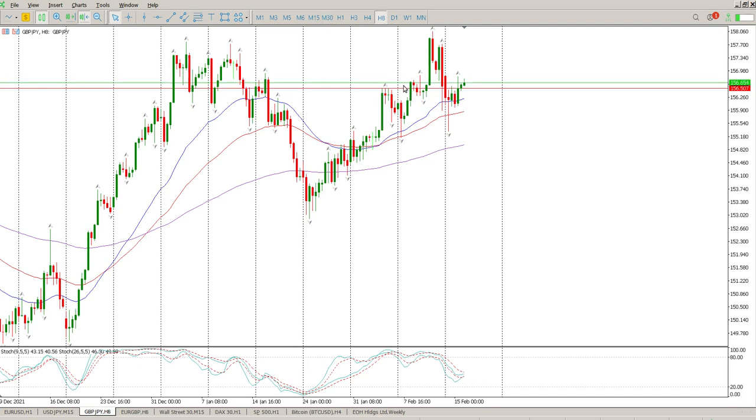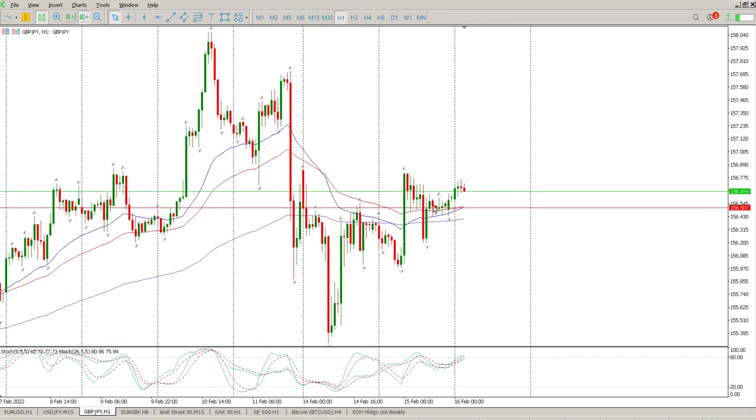But we do have a little bit of resistance ahead of us here. So if we just drop down to the hour, you can see lots of confusion here. Tails to the upside, tails to the downside. Nobody really knowing what's going on. The important thing for me is that we have crossed over the moving averages, and moving averages are starting to cross. So nothing concrete here yet.